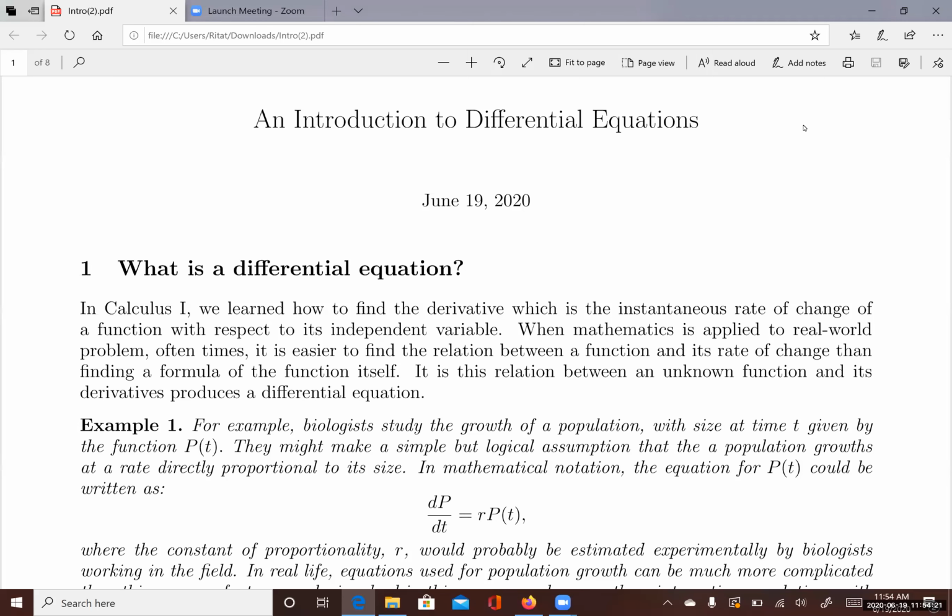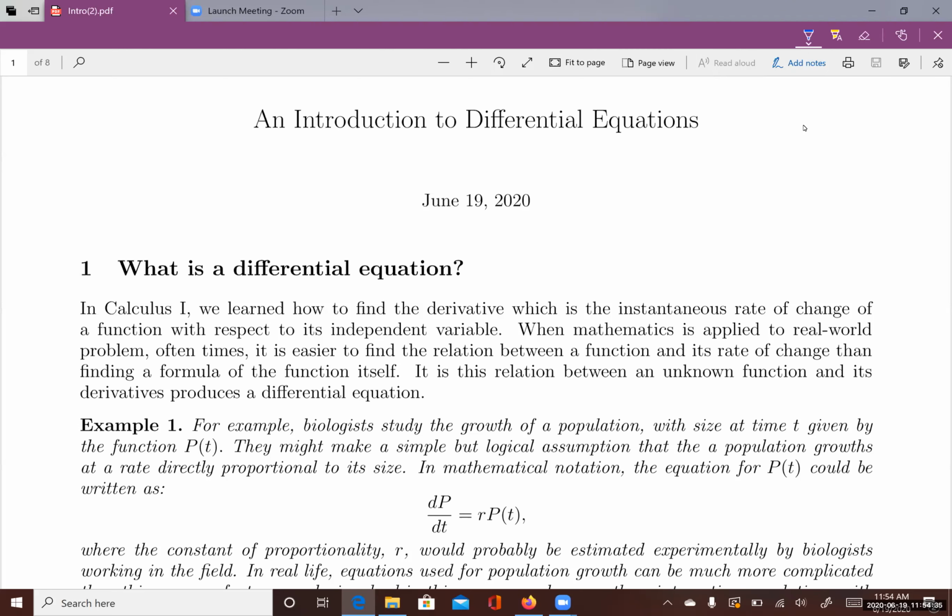This lecture gives an overview of differential equations. So what is a differential equation? Remember in Calculus 1, we learned how to find the derivative of a function, right? Which is the instantaneous rate of change of a function with respect to an independent variable.